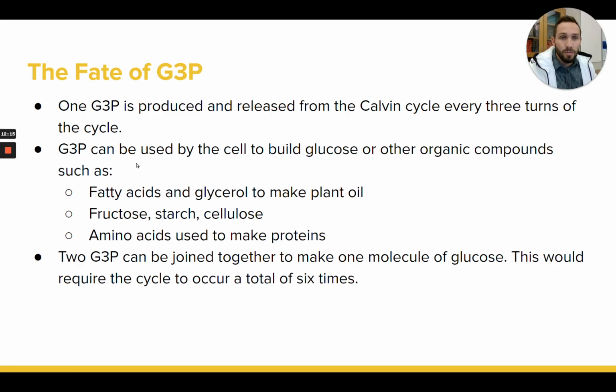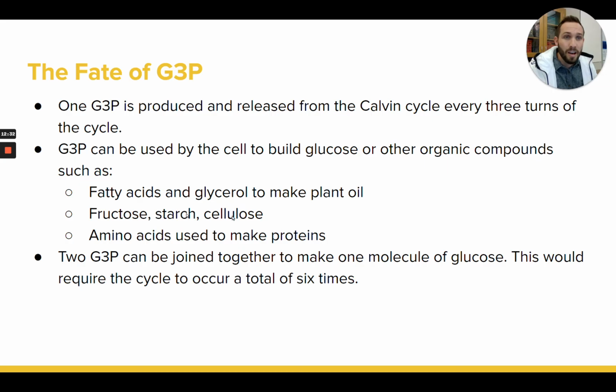Plants can use G3P and turn it into lots of different things as part of the plant's metabolism and all the different chemical reactions happening in plant cells. They can take that G3P and turn it into fatty acids and glycerol to start building lipids and phospholipids and cell membranes and fats and oils.